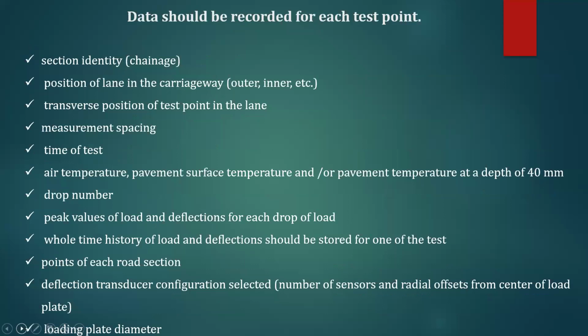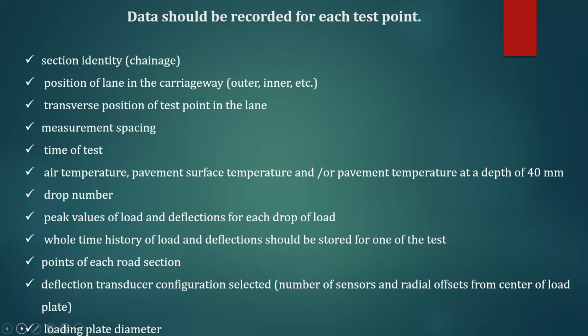Now, what data should be recorded whenever you are going for a falling weight deflectometer test at a particular location? This is very much important. You have to record the chainage. At what chainage are you conducting the test? Say 385 plus 000. Take NH 16 or whichever NH, it has some chainage. So chainage is very much important.